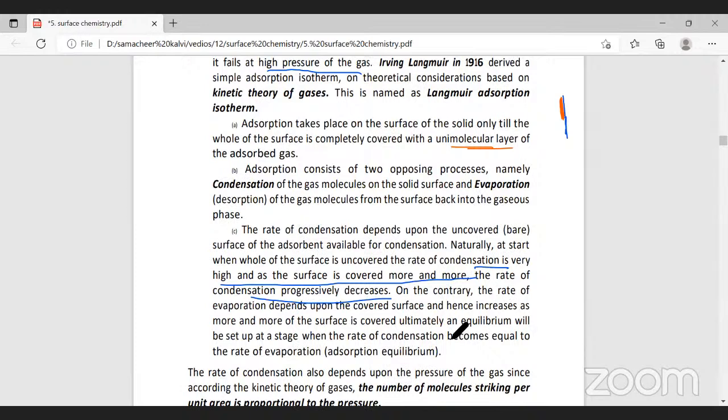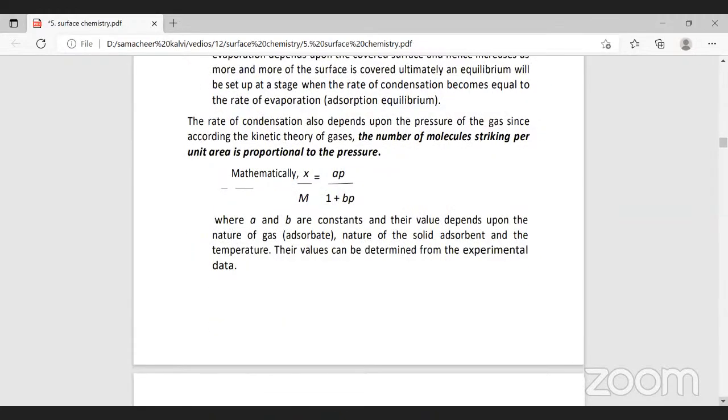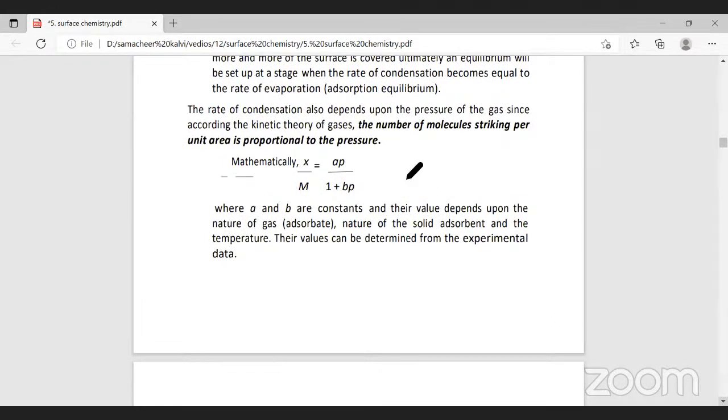On the contrary, the rate of evaporation depends upon the covered surface and hence increases as more and more of the surface is covered. Ultimately, an equilibrium will be set up at a stage where the rate of condensation becomes equal to the rate of evaporation. It is called adsorption equilibrium. The rate of condensation also depends upon the pressure of the gas, since according to the kinetic theory of gases, the number of molecules striking per unit area is proportional to pressure.